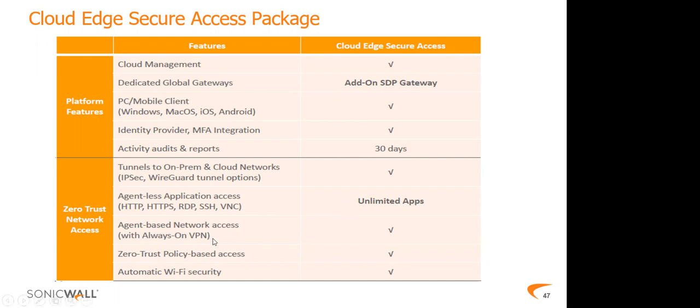Then they have the agent-based network access with OpenVPN, always on VPN, sorry. And then they have the zero trust policy-based access. They have this zero trust built in already. And then they have the automatic Wi-Fi security also.